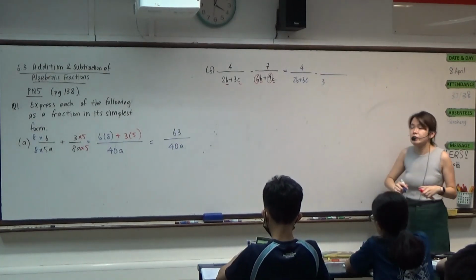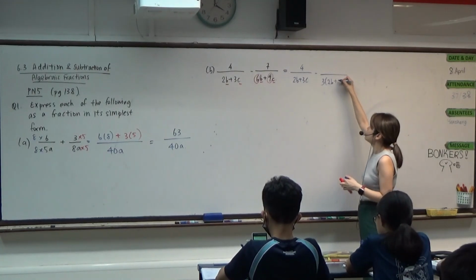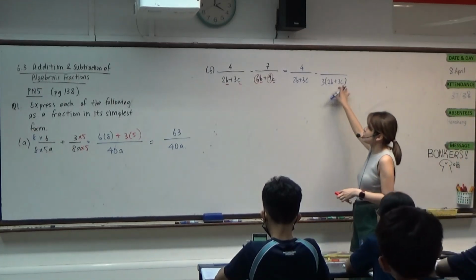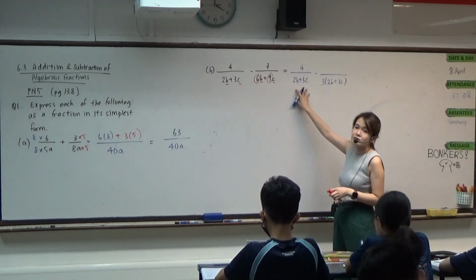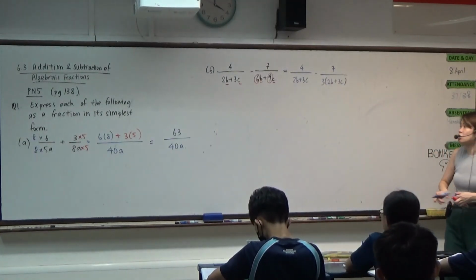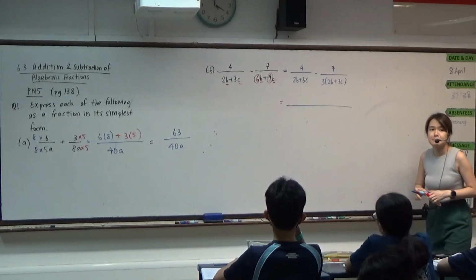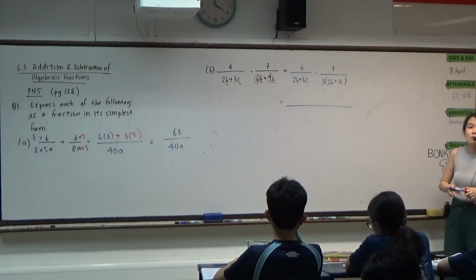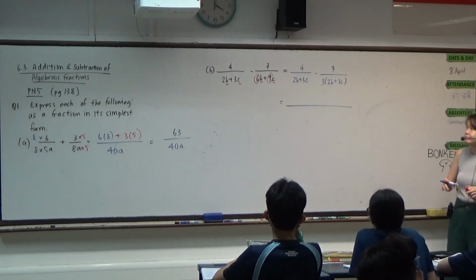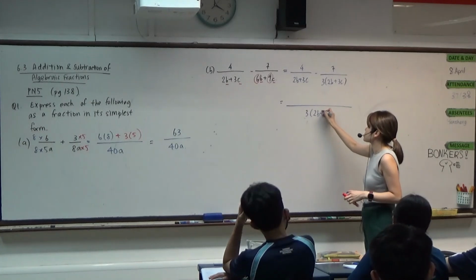Having factorized out the 3, what do I get left behind? 2b and 3c. We have 2b plus 3c, which is exactly what this fraction has. So, what is the lowest common multiple for the denominator? It will have to be 3 times 2b plus 3c.